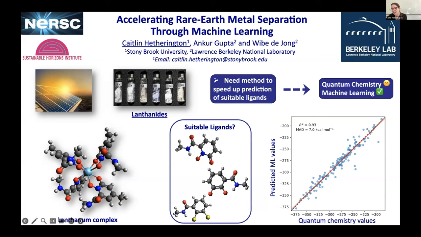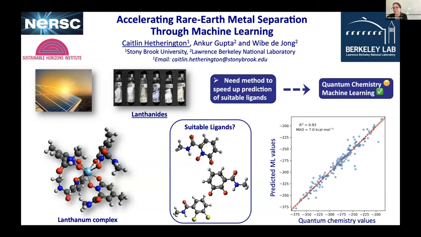So my summer project involved what we call lanthanides, which are rare earth metals that are important for use in clean energy technologies such as solar cells. And you can see here are just some examples. These lanthanides are really more in demand than ever before.